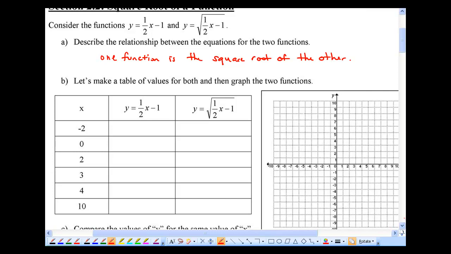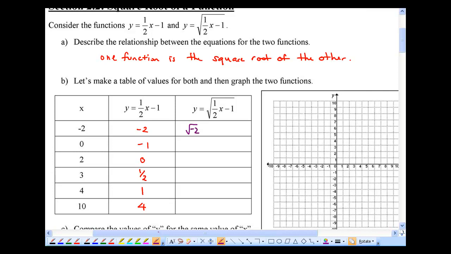1/2 times -2, that's -1 minus 1, -2. 1/2 times 0 is 0 minus 1, -1. I don't know why I'm whispering. Just do it. Do the square root as well, so it's the same process, except now I'm going to take the square root of my final answer from the previous one.